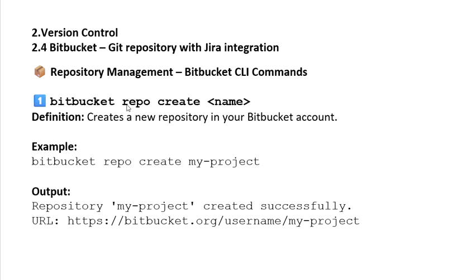First is bitbucket repo create with a repository name. The definition is: create a new repository in a Bitbucket account. Example: bitbucket repo create my-project. Output: the repository is created successfully, and the URL is given as https://bitbucket.org/username/my-project.